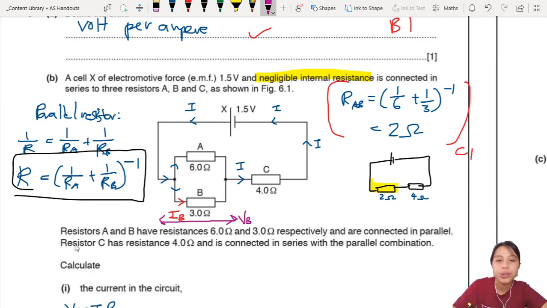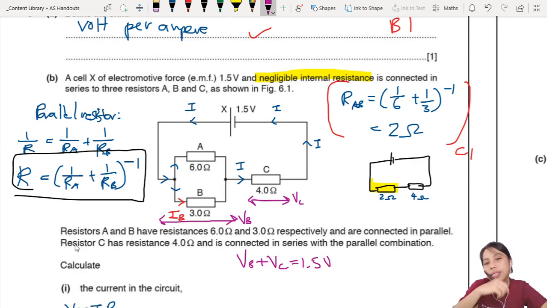I have another question for you. If I can find VC, then I know VB plus VC must equal 1.5 volts because that's what the battery supplied in the beginning. That's an idea. Let's try to find VC since we know the current is 0.25 amps now. So here, let me rename.